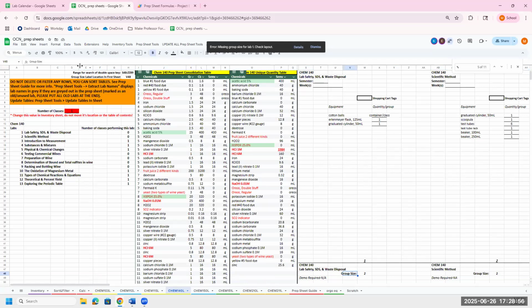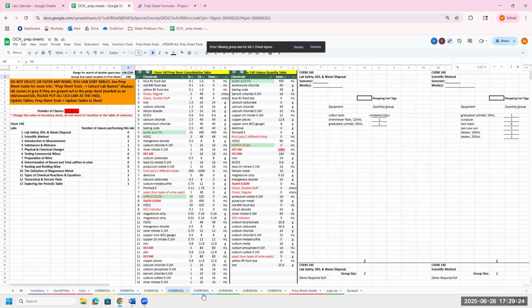But this value, V48, is what's determining where the group size is. And unfortunately, I also didn't, that would have been a lot to try to give it so that you can move it around for every single lab individually. But just know that wherever you put this group size, it needs to be in that exact same place for every single sheet. So just make sure it's out of the way.